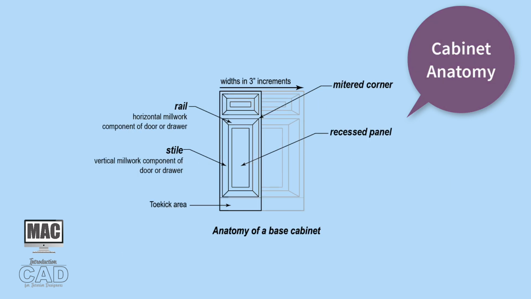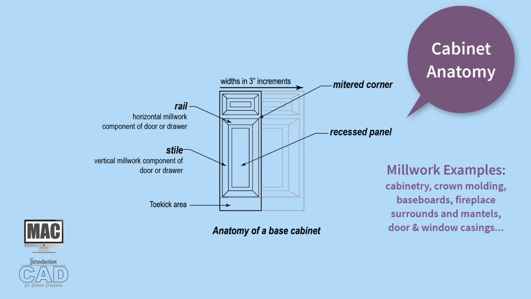But first, let's review the anatomy and vocabulary of the parts of a cabinet. The term millwork refers to any manufactured wood product that has been milled and finished by a manufacturer. This type of product contrasts with the term finished carpentry, which are wood-based objects assembled and finished on site. Examples of millwork include cabinetry and trim, such as crown molding, baseboards, fireplace surrounds and mantels, as well as door and window casing.